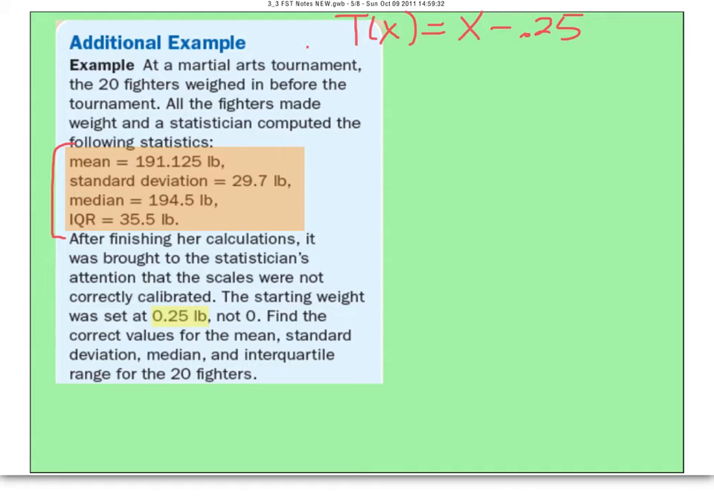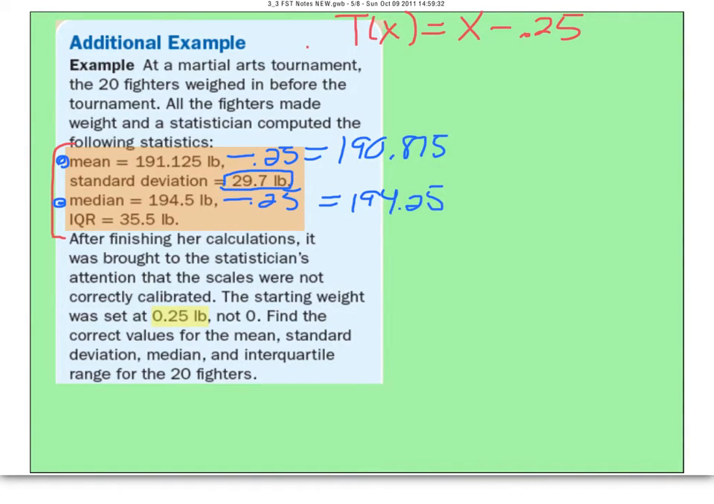Okay, I don't have the original data. I don't need it. I just need to remember which values get impacted. Well, the mean and the median are the only values that get impacted. So if I take those and subtract 1/4 pound from both, we will get that the new mean is 190.875. The new median, 194.25. Standard deviation is not going to change, nor will the IQR, because those are considered measures of spread.